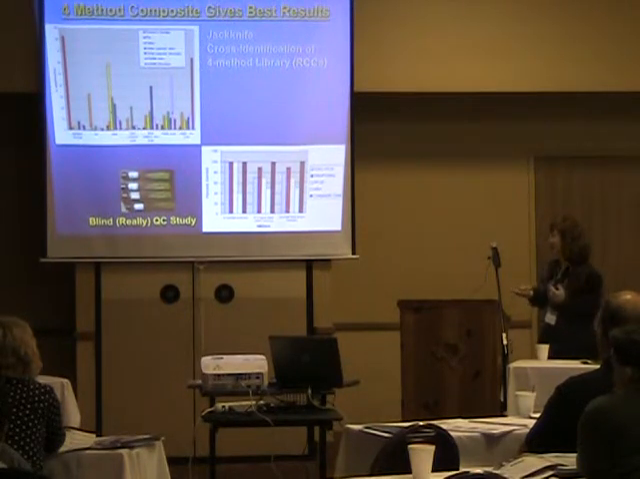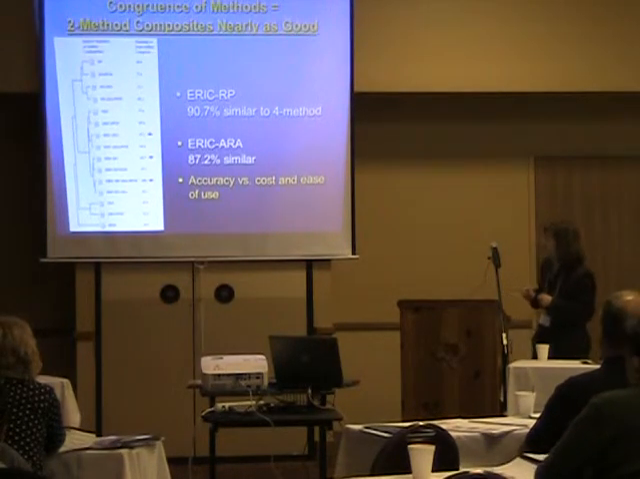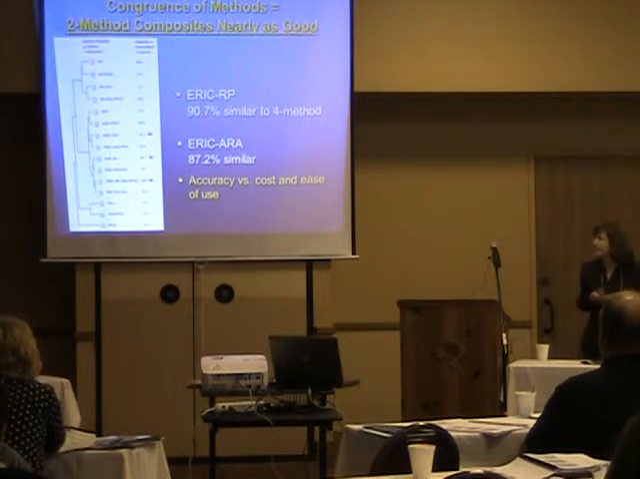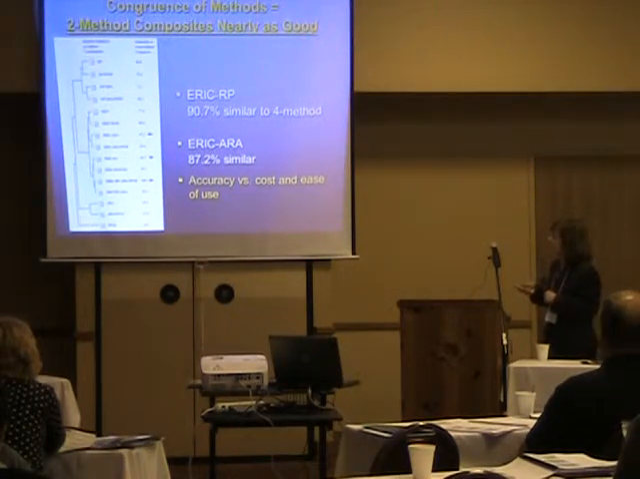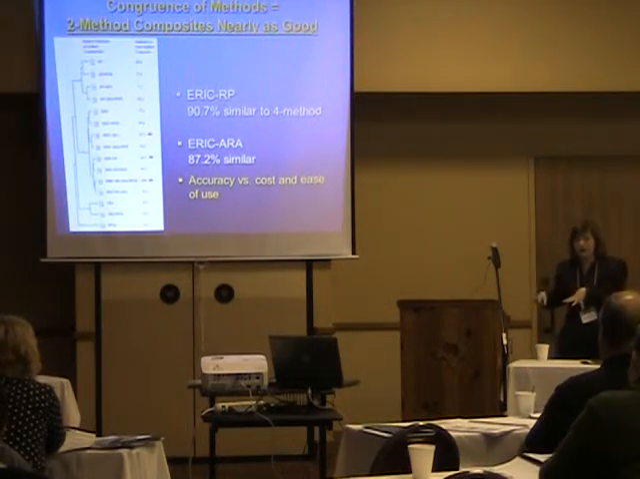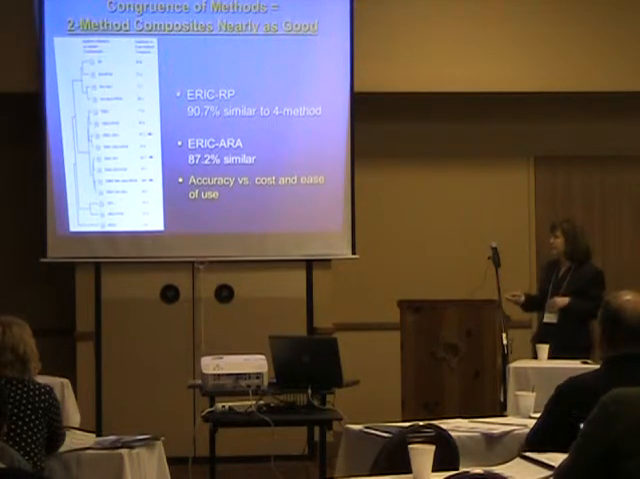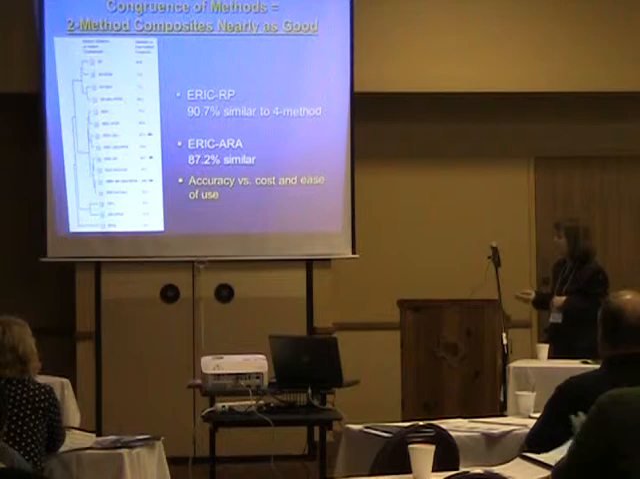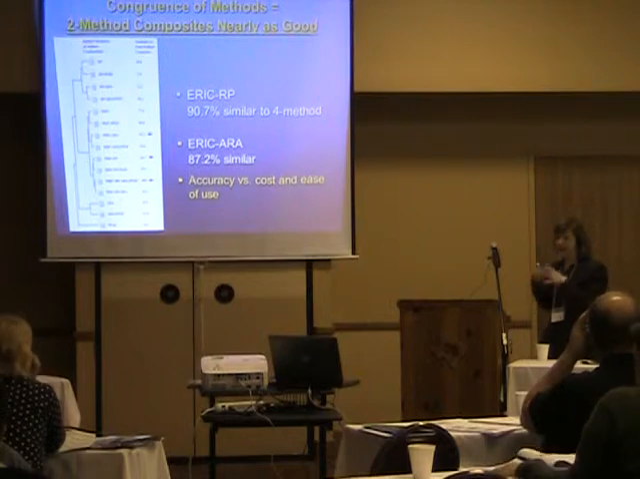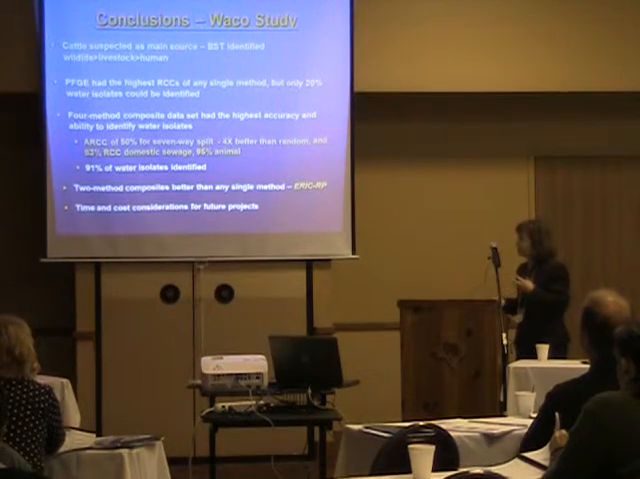And we're trying to figure out how to do this. The four method worked really well, except it's four methods and it's really expensive. And so what we looked at is if we could try a two method and get the same congruence. So you have the matrix that you develop with the four, and then you have the matrix that you do with these different combinations, and what's most similar. And we saw that the ERIC RP gave very similar results as the four method, but without the expense of the four.